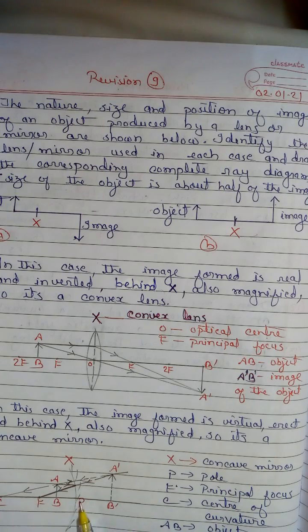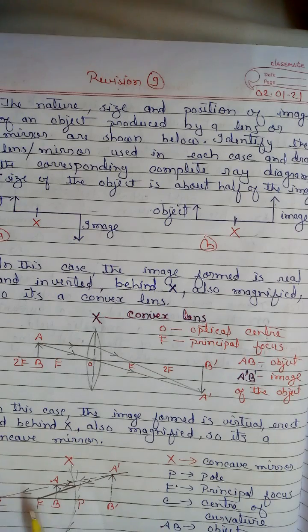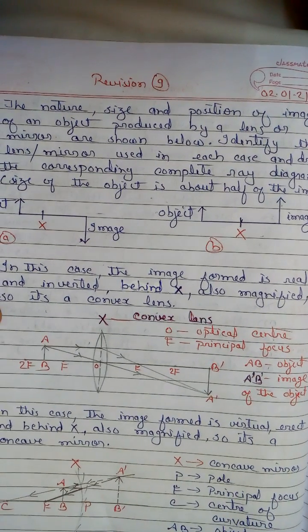Here we can see P is the pole, F is the principal focus, C is the center of curvature, AB is the object, and A dash B dash is the image of the object.